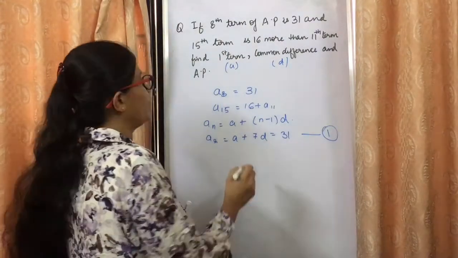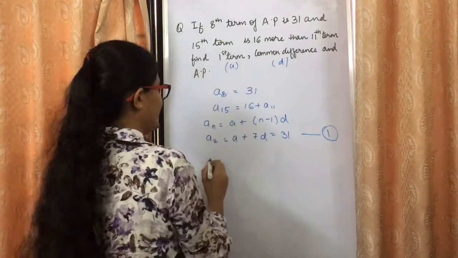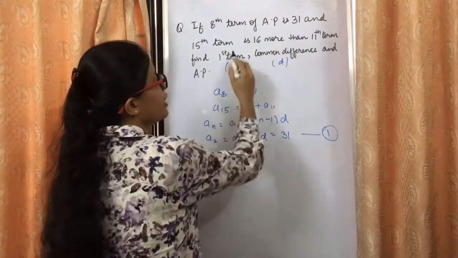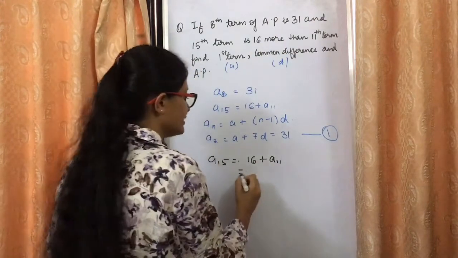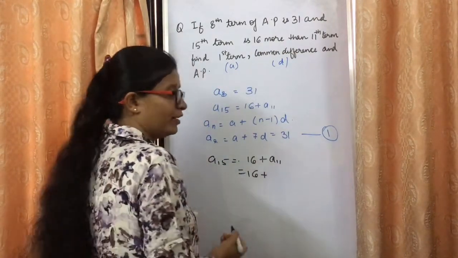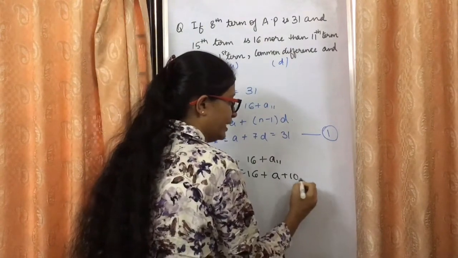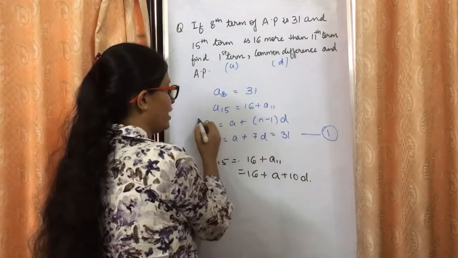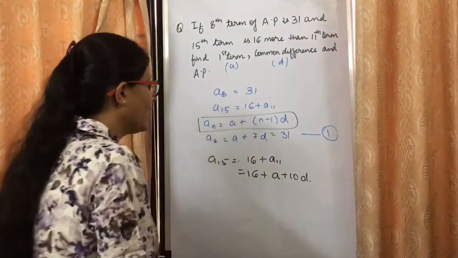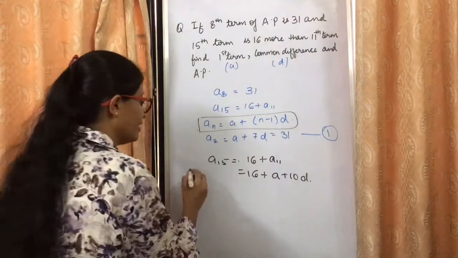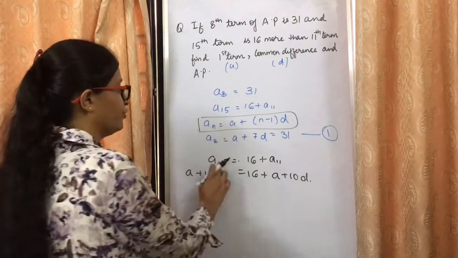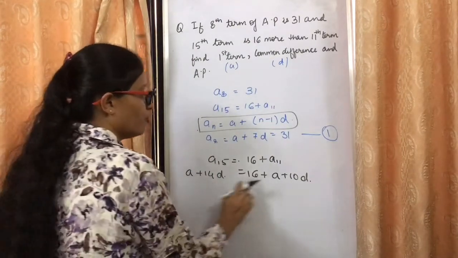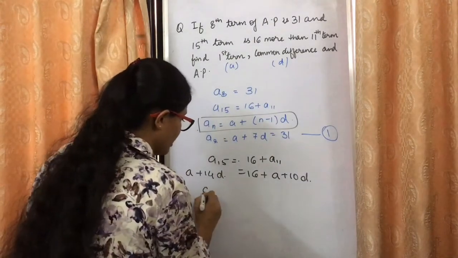Now my second equation will be: the 15th term is 16 more than the 11th term, correct? 16 plus A11, can I write it as 16 plus A plus 10D? Again putting in the same formula. And in place of A15, I can write A plus 14D, since 15 minus 1 gives you 14. Now solve the equation.